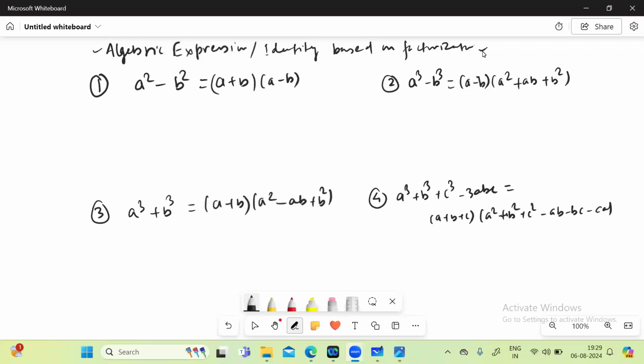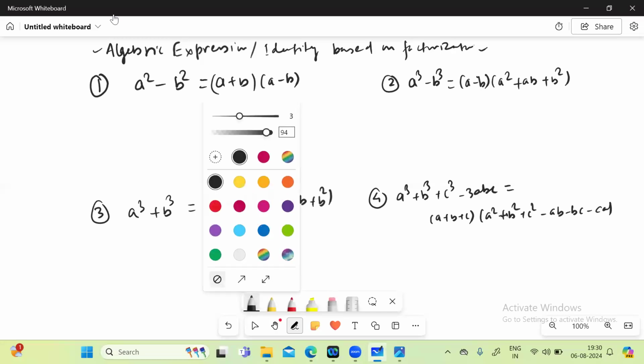Okay. So observe these four formulas very carefully. These are algebraic identities where the left side will always be equal to the right side. If you observe carefully, you will find that the terms on the left side are given in plus or minus format, but whatever is given on the right side is given in multiplication format.